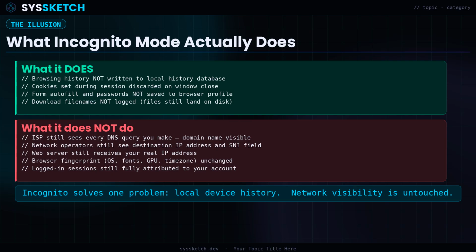In this video, we are going to take incognito mode apart and look at what it actually does, what it does not do, why the gap between perception and reality is so large, and what the tools are that actually provide the privacy most people think they already have. Let us start with what incognito mode genuinely does.